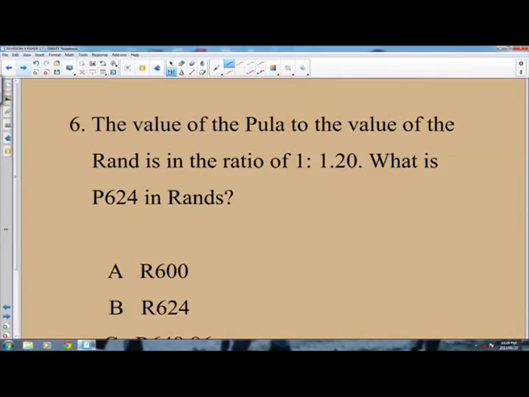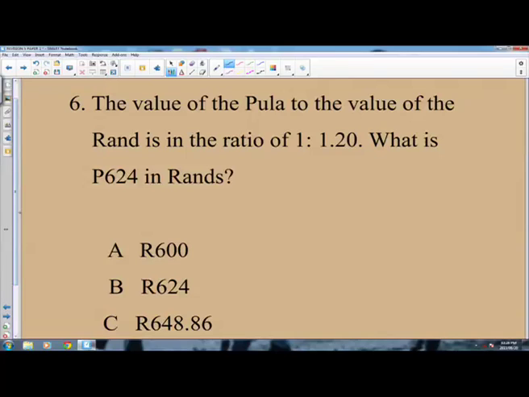It says the value of the pula to the value of the rand is in the ratio 1:1.20. What is 624 pula in rands? So we are to convert 624 pula into rands using the ratio 1:1.20. So this is the ratio that we are to use. It says 1 pula is equivalent to 1.20 rands.